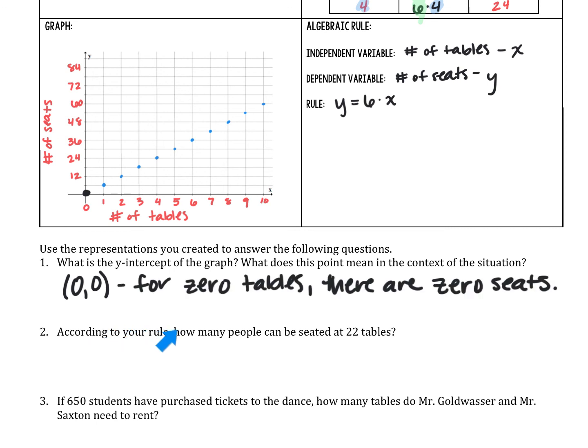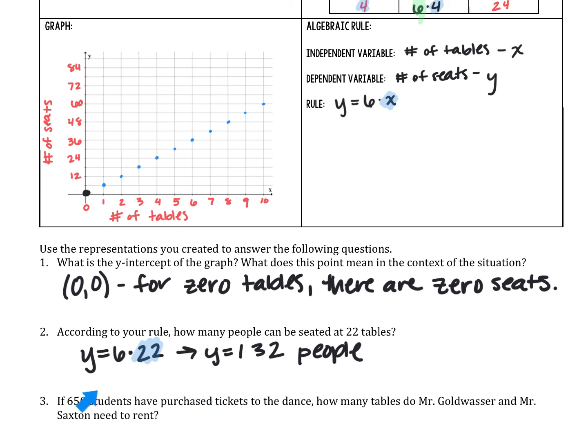Now we are being asked to use our rule, y equals 6 times x, to determine how many people can be seated at 22 tables, because 22 is not shown in my graph and it's not shown in my table. So I'm going to take 22 and substitute it in the rule where it belongs. Since number of tables represents x, in the x spot I substituted a 22 and we end up with 132 people.